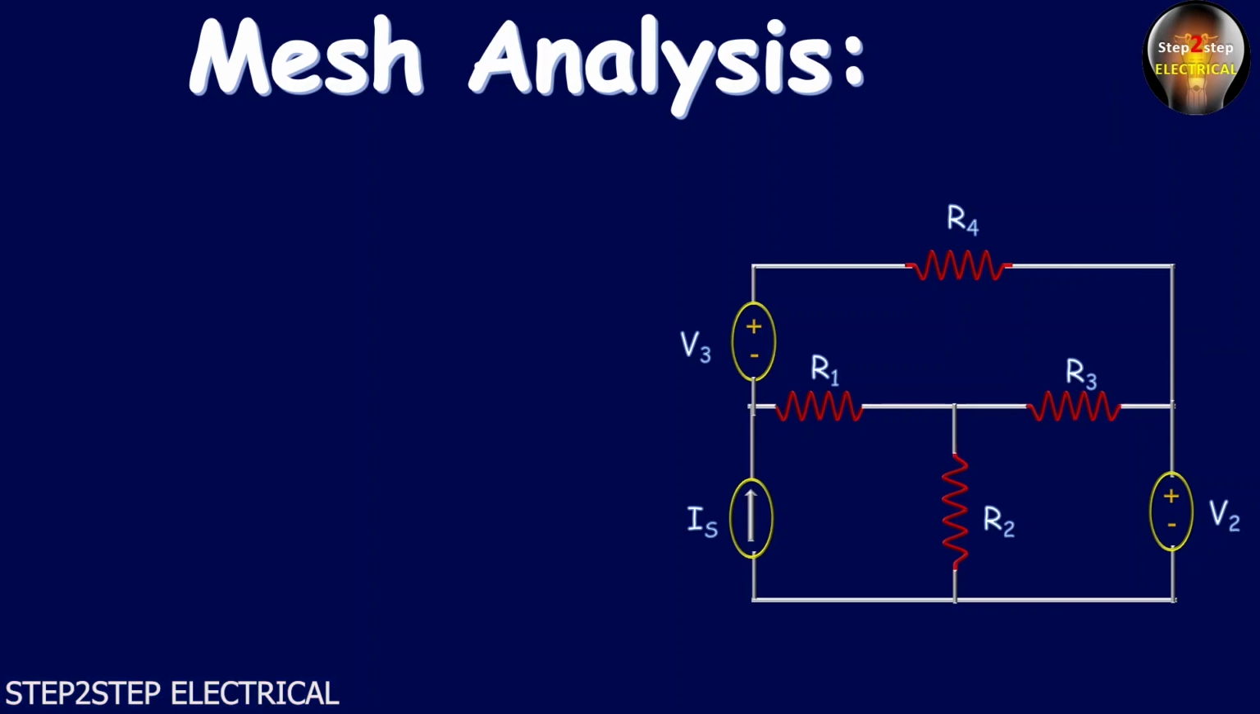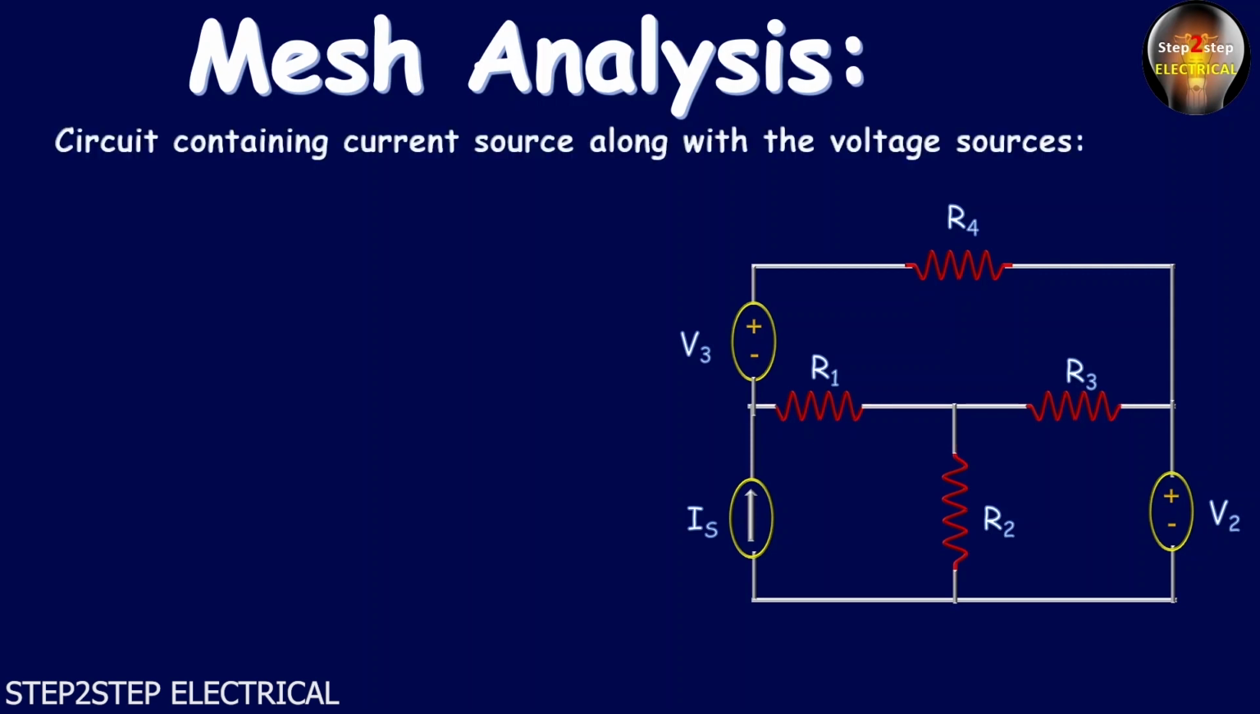You can see in this figure that there are two voltage sources, and along with these two voltage sources there is also a current source. This current source is not connected with any resistance, or we can say that there is no resistance connected in parallel with this current source. That's why this current source is not transformable into a voltage source. So from this we can conclude the title of this video: circuit containing current source along with the voltage source.